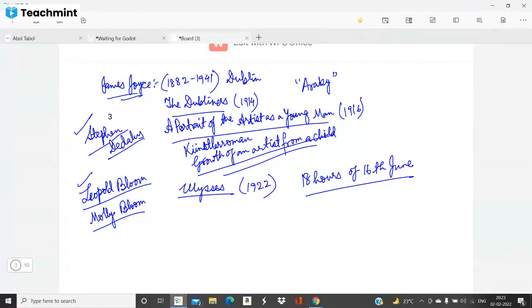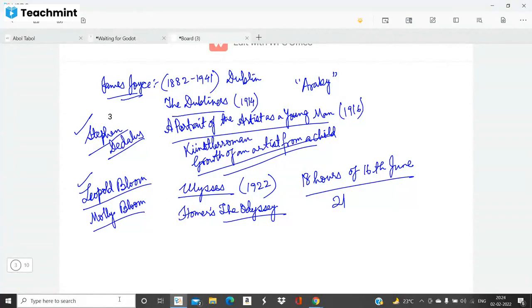And the entire novel is based on Homer's The Odyssey. There are several chapters which are based on Homer's The Odyssey, and it's a brilliant novel. Joyce took 21 years to write this novel, and it's a beautiful novel written in stream of consciousness method, and it has many parallels with Odyssey.